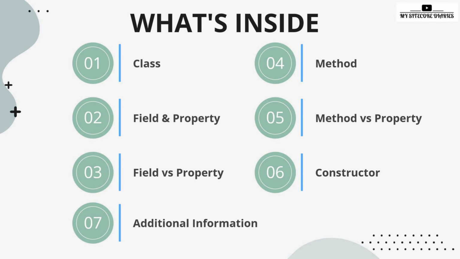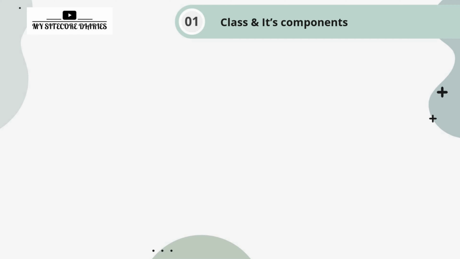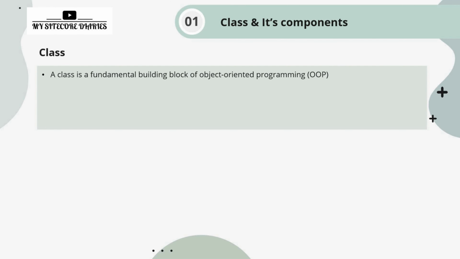So let me start today's topic. Our first topic is class and its components. So what is class? A class is a fundamental building block of object-oriented programming. So what is object-oriented programming? We have a detailed video on that. You can have a look at that. So class is basically a fundamental building block. It is the block of your code. It is a blueprint or a template for creating objects or instances.